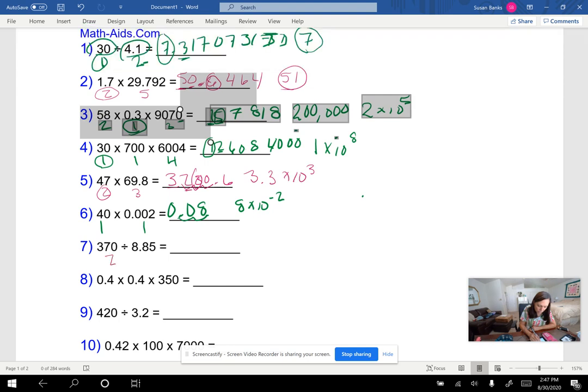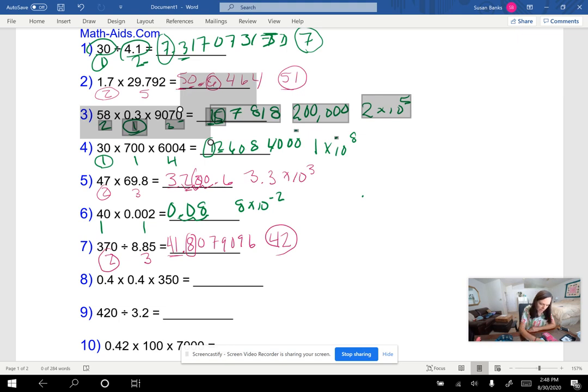I've got 2 significant digits here, and I've got 3 digits here, so I can only report 2. So 370 divided by 8.85. My calculator gives me 41.807996. So if I'm looking at just these first 2, I'm going to look at 8 to see whether I can round. And I need to round up. So I'm going to report this as 42.